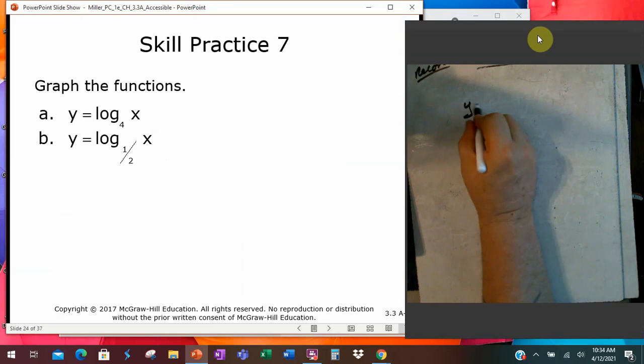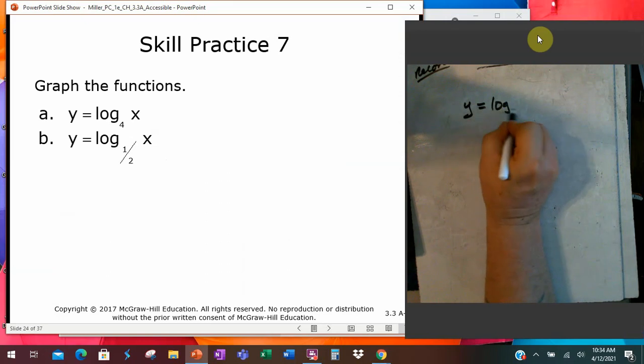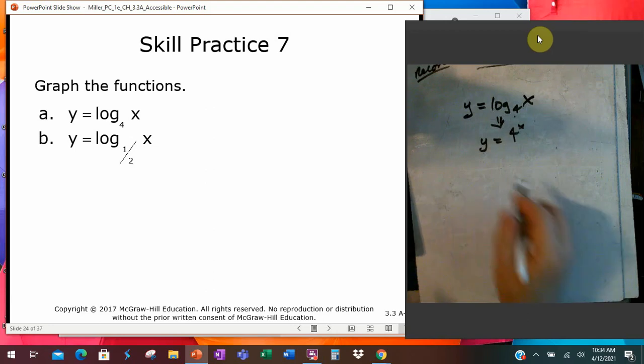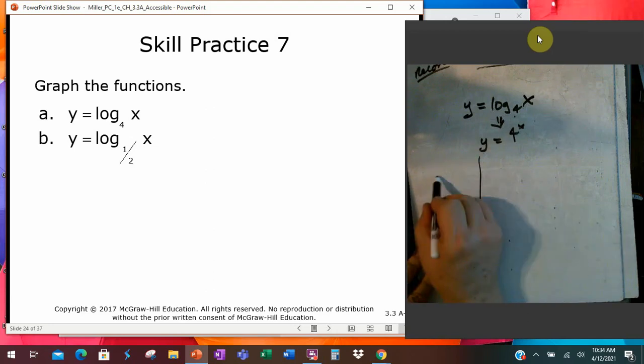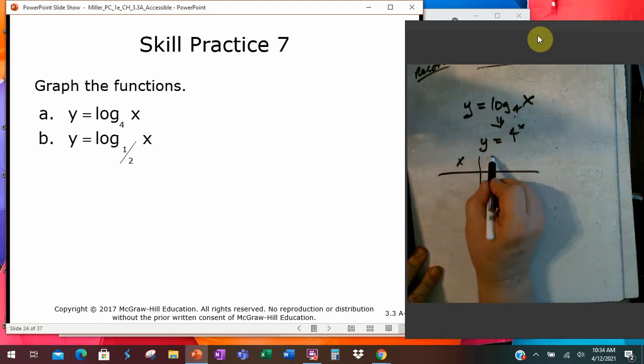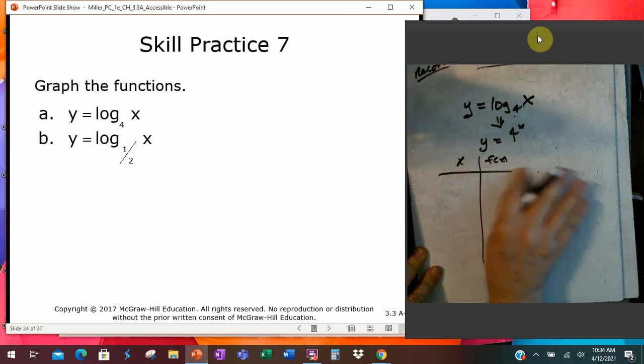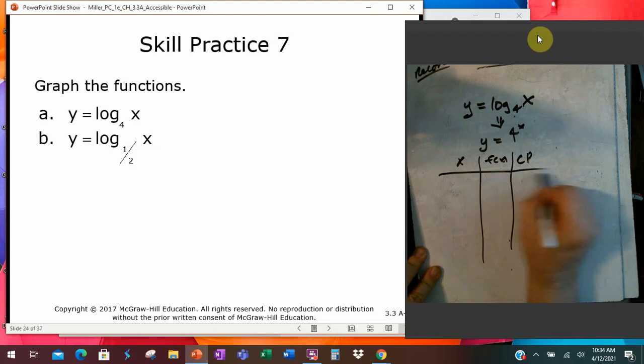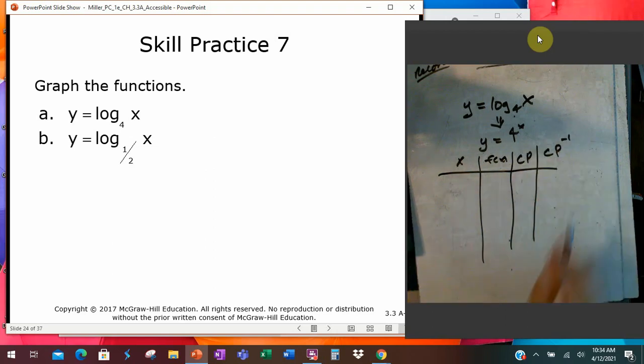So if I'm going to graph y is equal to log base 4 of x, I would want to represent that in the exponential form that I've got, y is equal to 4 to the x, and then go through and graph that, okay? X, f of x. I want to do the coordinate pair, and then the coordinate pair of the inverse. Okay, so that would be the log.